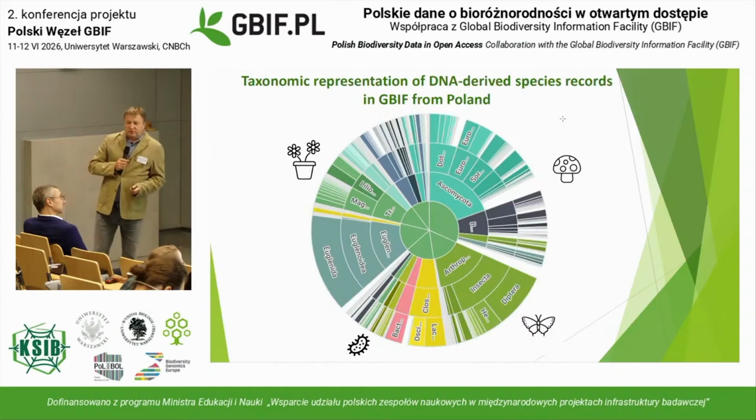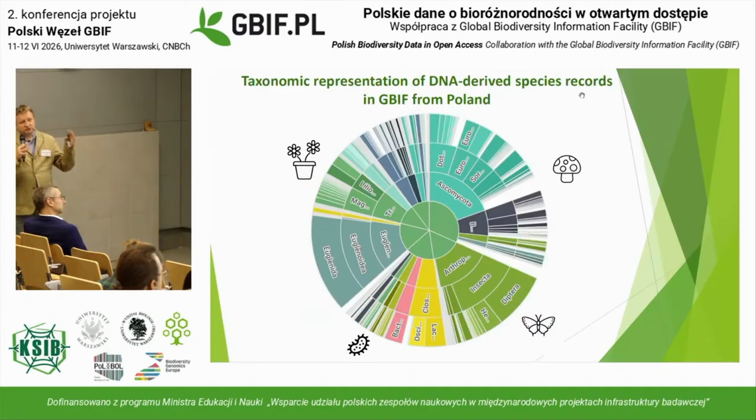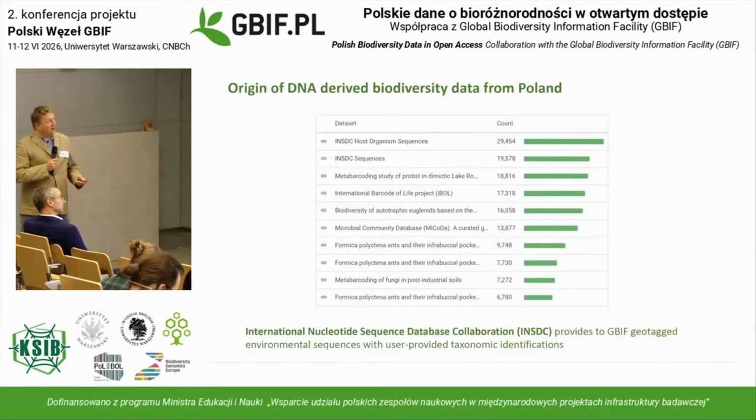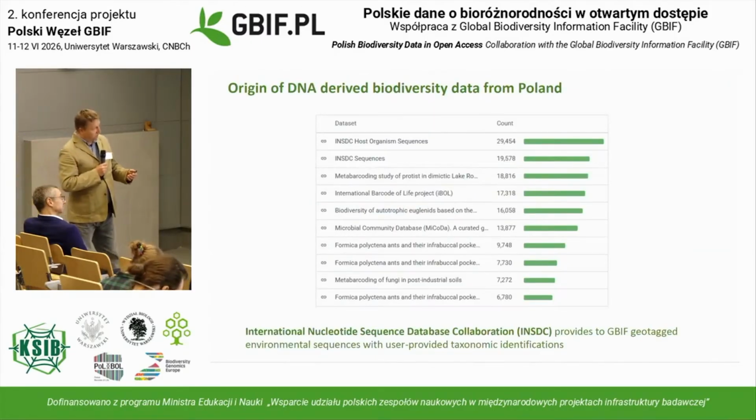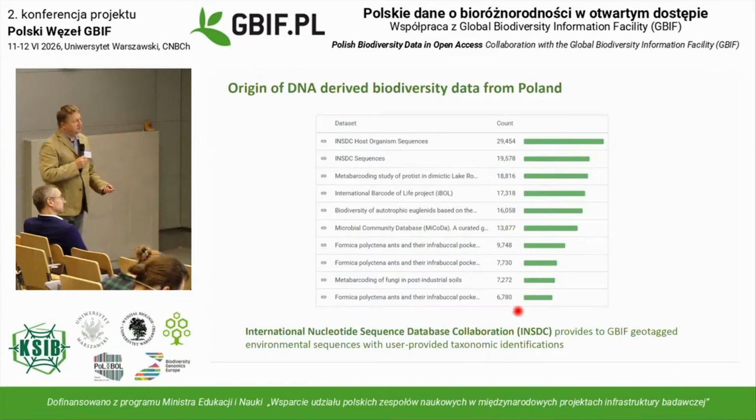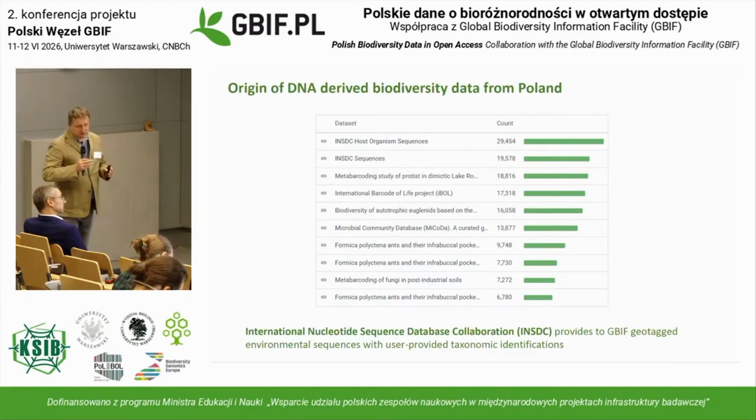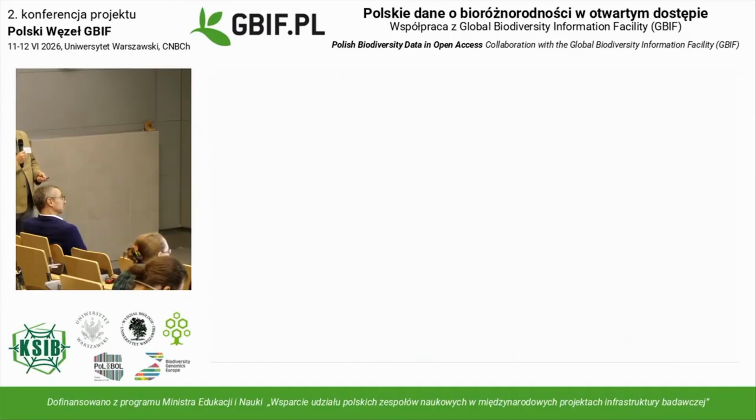And what is the taxonomic representation of this DNA-derived biodiversity data? As you can see, there are fungi, plants, protists, bacteria. This is the majority, but in a minute you will see why. The main provider of this data from Poland is the International Nucleotide Sequence Database Collaboration, also because it basically agglomerates data from other sources and pipelines it to GBIF.